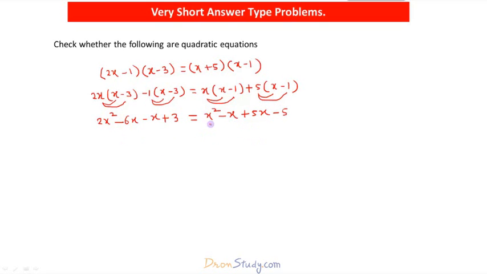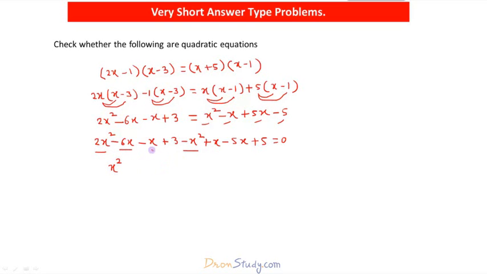So take all these terms to the other side. When you take it to the other side, all the signs will change. So it will be 2x square minus 6x minus x plus 3 minus x square plus x minus 5x plus 5, that is equal to 0. Now this is 2x square and this is minus x square. These are the like terms. So 2x square minus x square will be x square.